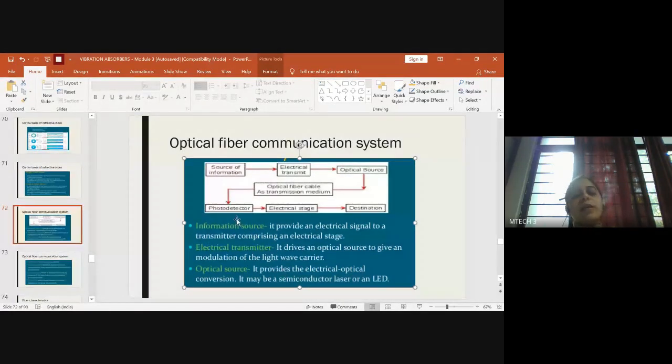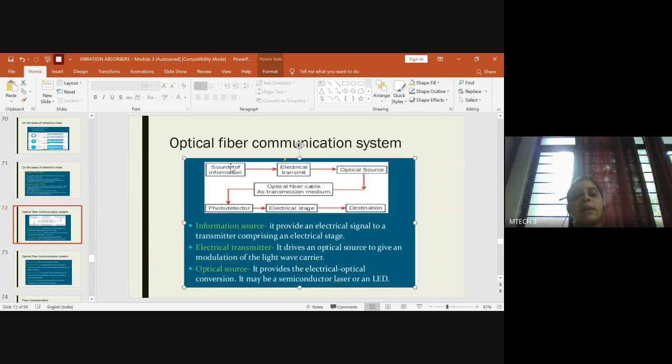First, you need an information source to start up. What is this information source? You can see here the first block, which is the source of information. It provides an electrical signal. Why is the electrical signal needed? Because it has to transmit the data from one stage to another. Hence this information source will provide the required electrical signal so that it helps in transmitting the data. So it comprises all the data associated with the electrical component.